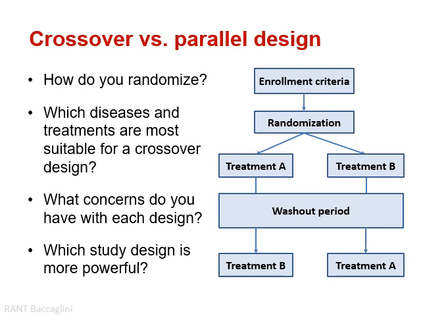Which diseases and treatments are most suitable for a crossover design? Well, those would be diseases that can revert. So if you give a drug and the patient is cured, then it will not be a good type of disease or drug for the crossover study. But something that you give and then it maybe is more transient, and then you need to treat the patient again. That will be more suitable for a crossover study.